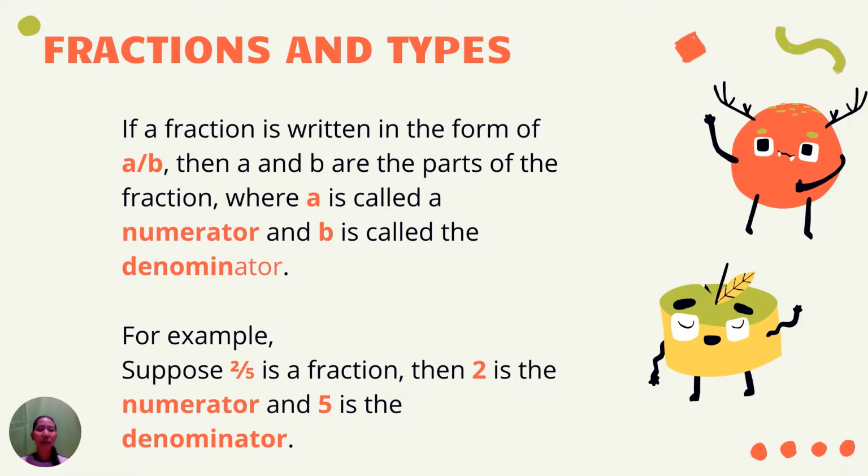Okay, let's read. If a fraction is written in the form of a over b, then a and b are the parts of the fraction, where a is called a numerator and b is called the denominator. For example, suppose 2/5 is a fraction. Okay, 2/5 is a number written in a fraction form. Then 2 is the numerator and 5 is the denominator. Ibig sabihin, yung top number is the numerator and the bottom number is the denominator.